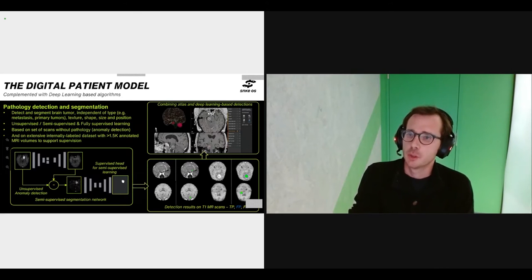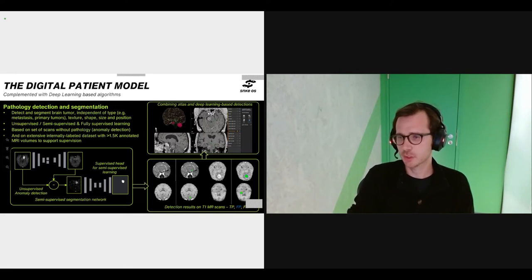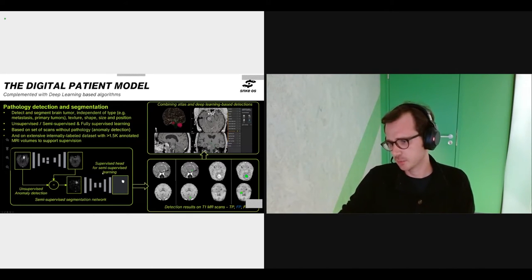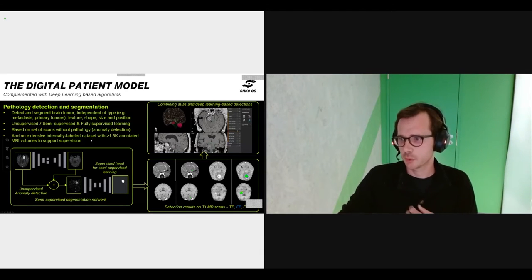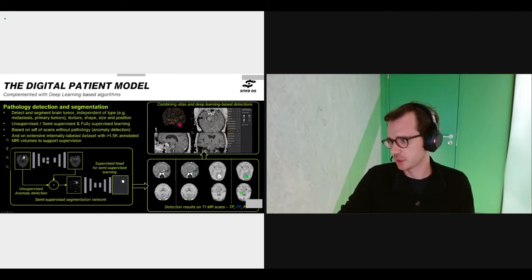To give an example of how we complement the atlas with deep learning, one example is pathology detection and segmentation. The goal there is to detect and segment brain tumors independently of the type of tumor, so independently of the texture, the shape, the size and the position. On the bottom left, you see an example of the model that we developed. It is based on an anomaly detection algorithm that we improved by adding a supervised head to extend it to semi-supervised learning. This supervised part of the network is working really nicely, also because we are working on a very extensive set of internally labeled datasets. It is based both on a set of scans without pathologies and a set of scans with pathologies, for which we have quite a lot of annotations from medical doctors.